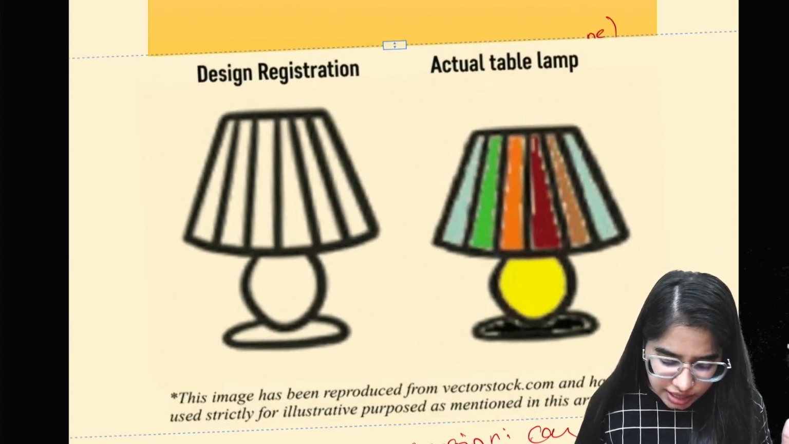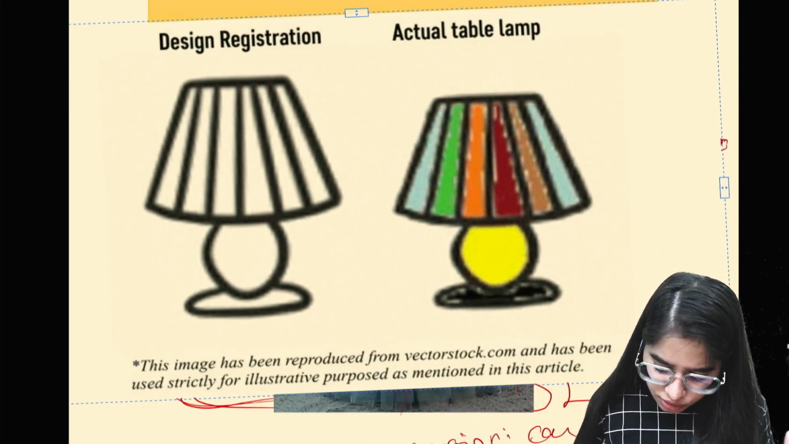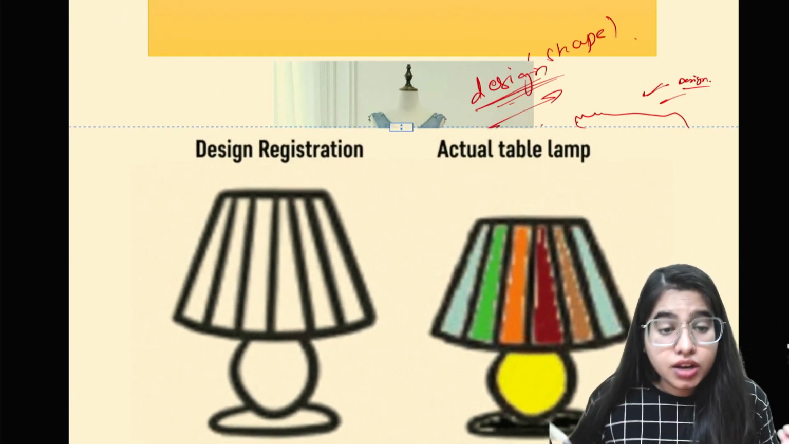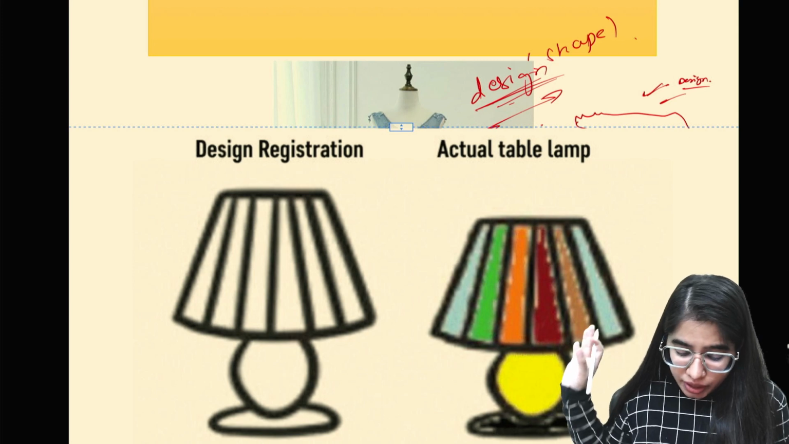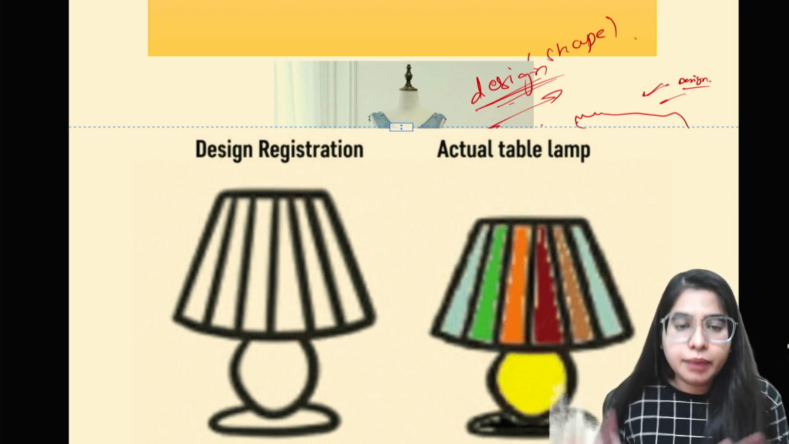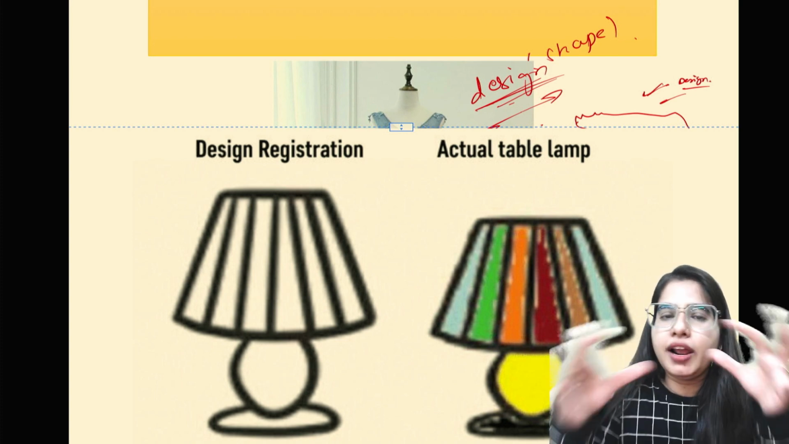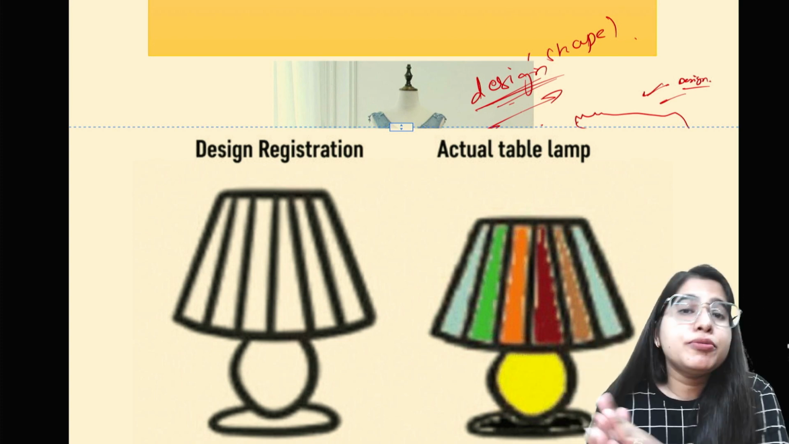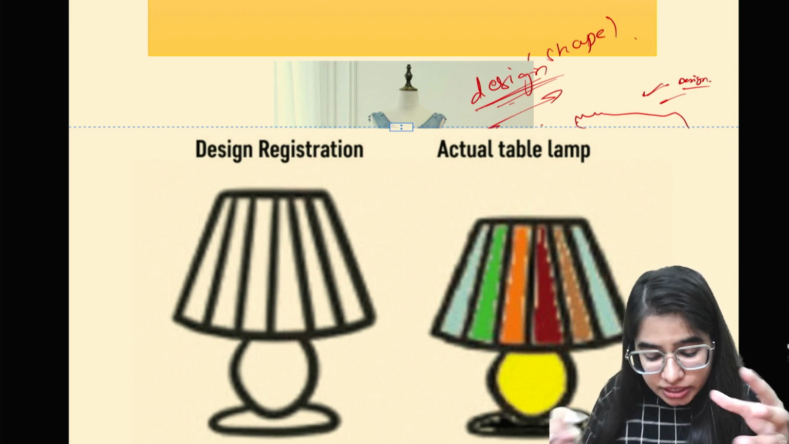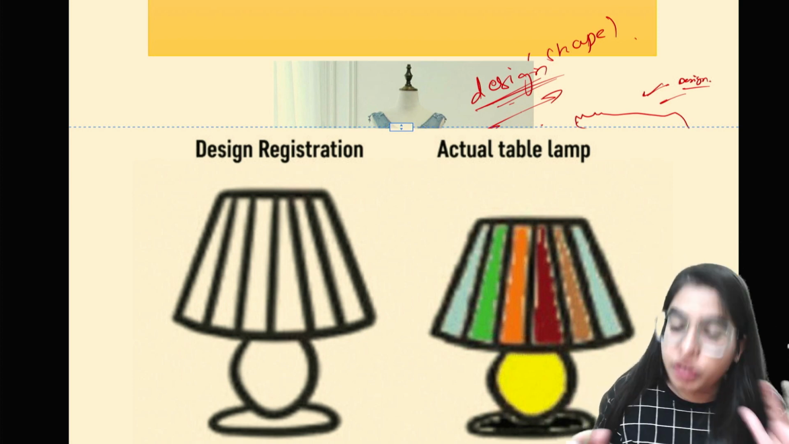If you see this lamp, my dear, please understand, the table lamp. Now a table lamp will be like this only, a flat surface to keep on the table, and one lamp. That shape you cannot register as a design. That basic functionality of the table lamp you cannot register as a design.